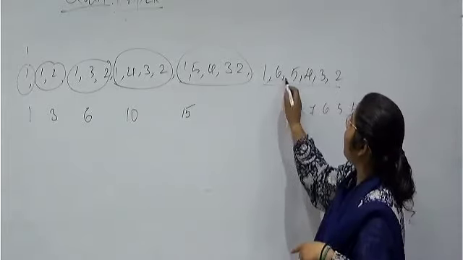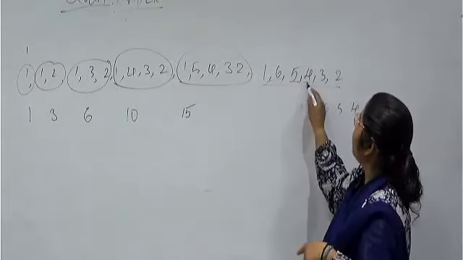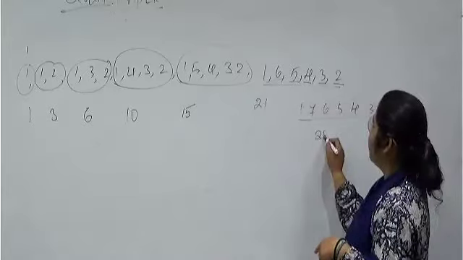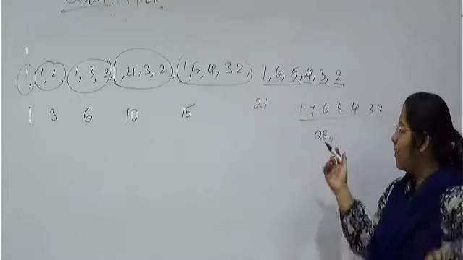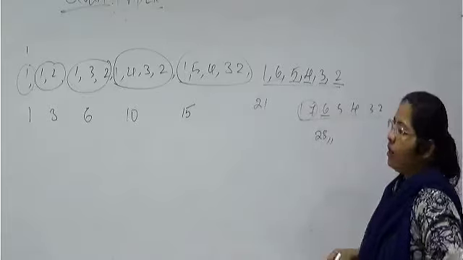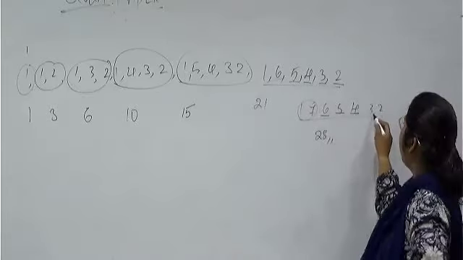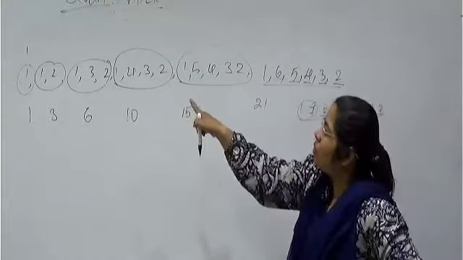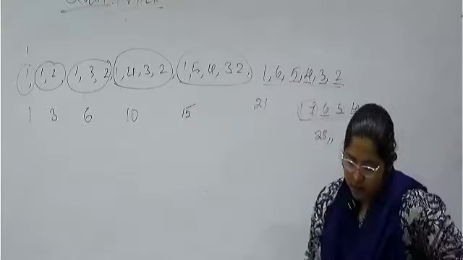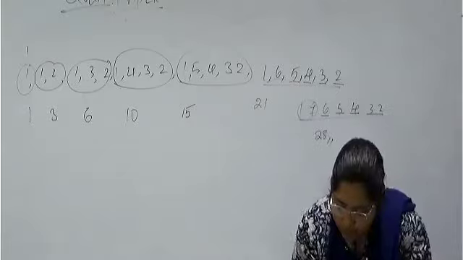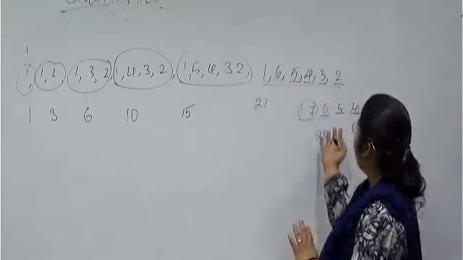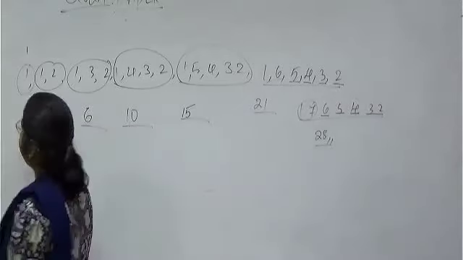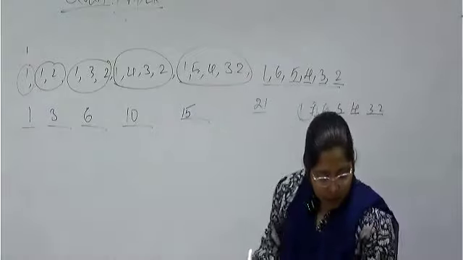21. Will it give 28? It will give 28. Which set is this? 1, 2, 3, 4, 5, 6, 7th set. What is the answer by the way? I need the sum of all. 28 plus 21 plus 15 plus 10 plus 6 plus 3 plus 1. 84. Option B.